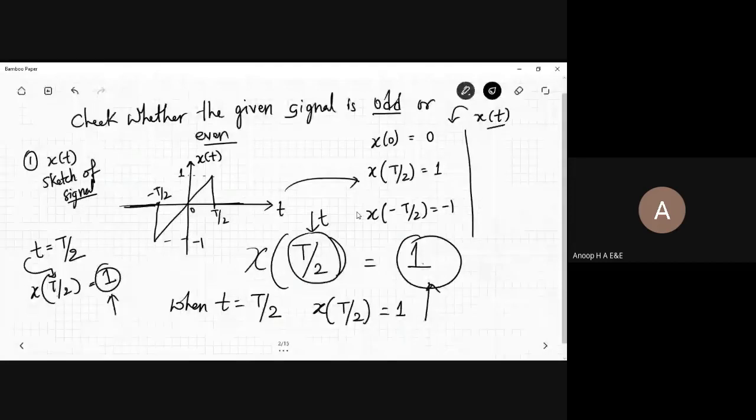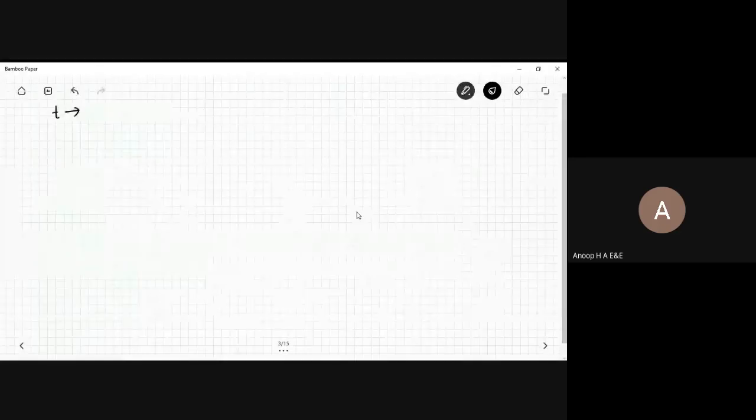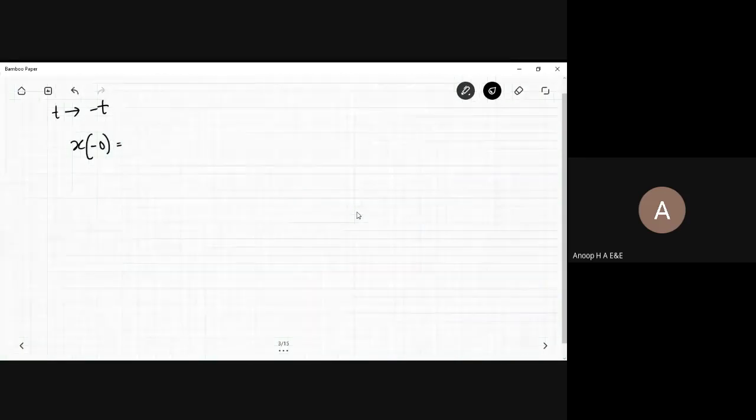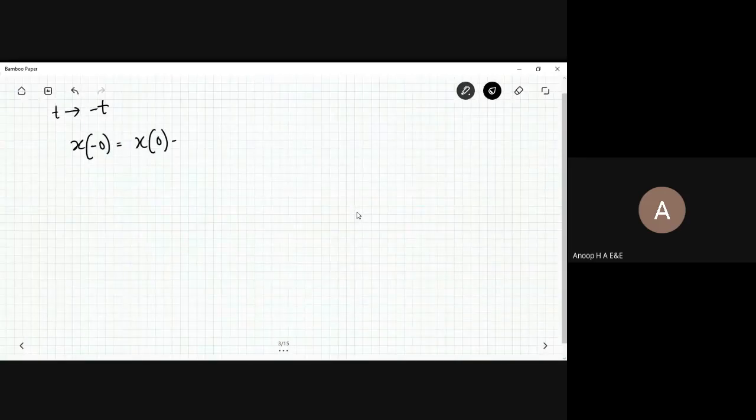Now what is the first step that you need to do? You need to change t to minus t. When you change t to minus t, what will you get? x of minus 0. What is x of minus 0? Minus 0 is nothing but 0. So x of 0 will be equal to 0 depending on the parameter. Whatever values I am writing here are for x of minus t.